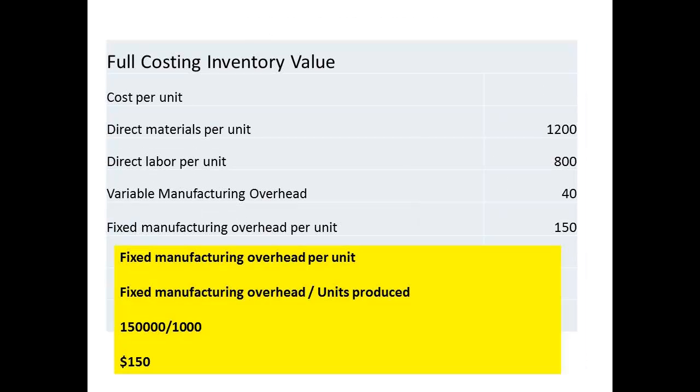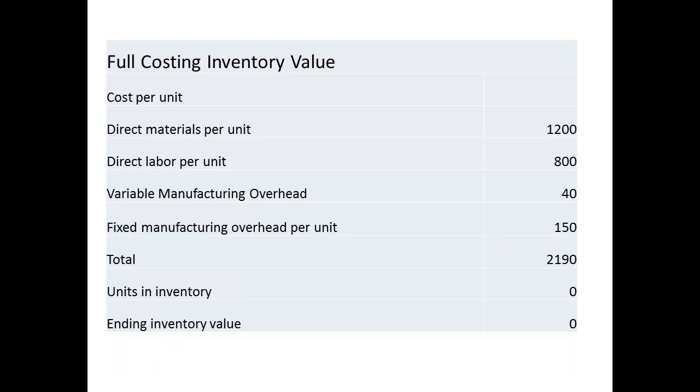The value of items in inventory is determined by the number of items. If all items produced are then sold, then there is no value in inventory. The method of determining the value for full costing is to take unit costs for direct materials, direct labour, variable overhead, and then fixed manufacturing overhead per unit. Add these together and then multiply by the number of units in inventory to get the value. Obviously, with no items in inventory, the value is $0.